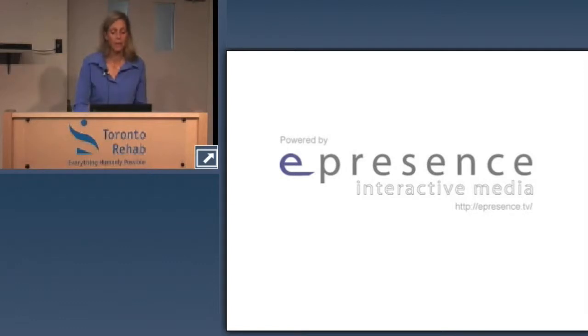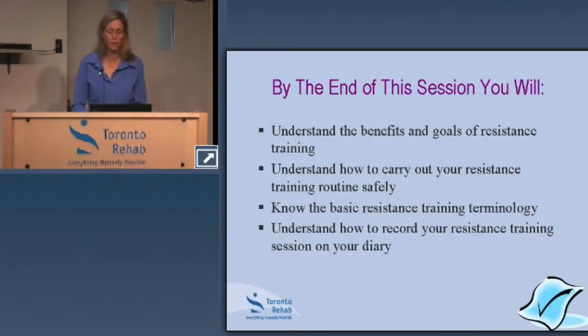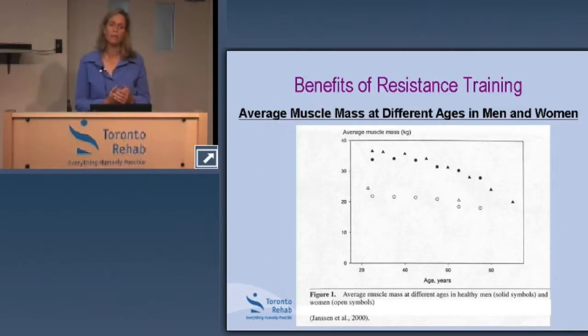Resistance training. By the end of the session, you'll understand the benefits and goals of resistance training, you'll know how to carry out your weight training program safely, and you'll know the basic terminology of resistance training. You'll also know how to fill in your diaries and keep your exercise logs. So why include resistance training into a cardiac rehab program?